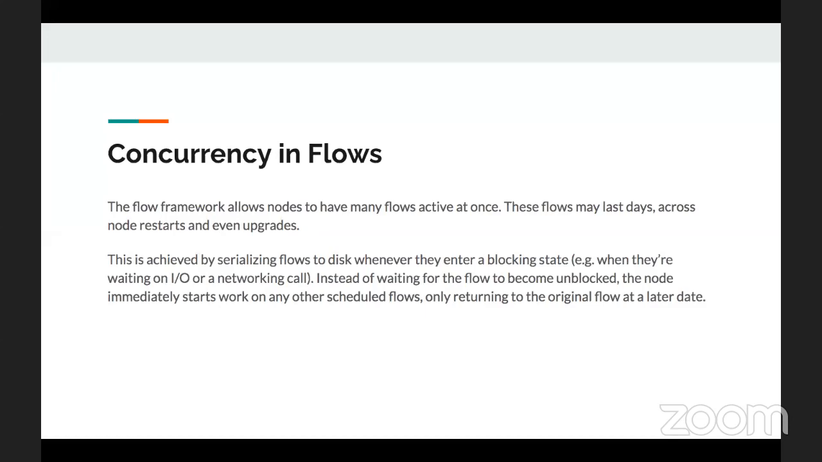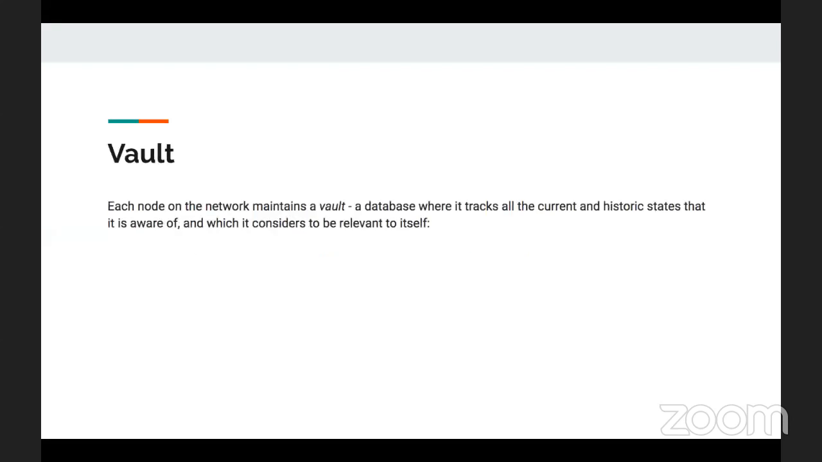So if there is a remote procedure call or a kind of routing message, or it is waiting to complete an input output action, like encrypting a file or sending, doing a schedule, right? Or it can enter a blocking state that will be serialized to the disk. So instead of waiting for the flow to become unblocked, the node can start working on other scheduled flow, only returning to the original flow at a later date.